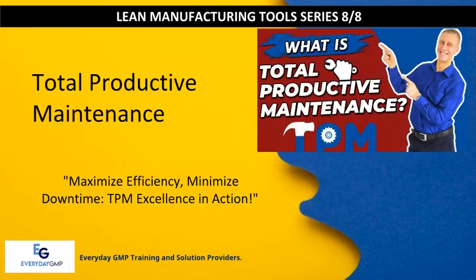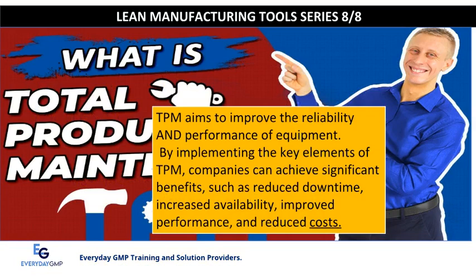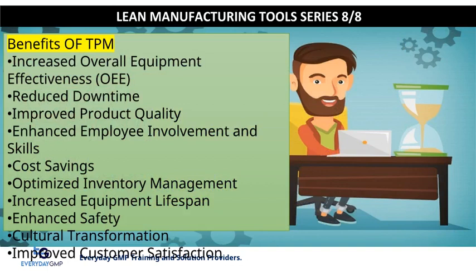Total productive maintenance. Maximize efficiency. Minimize downtime. TPM excellence in action. TPM aims to improve the reliability and performance of equipment. By implementing the key elements of TPM, companies can achieve significant benefits, such as reduced downtime, increased availability, improved performance, and reduced costs. Benefits of TPM: increased overall equipment effectiveness, OEE, reduced downtime, improved product quality, enhanced employee involvement and skills, cost savings, optimized inventory management, increased equipment lifespan, enhanced safety, cultural transformation, improved customer satisfaction.